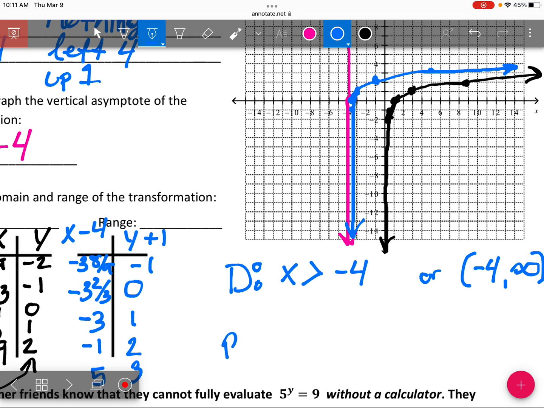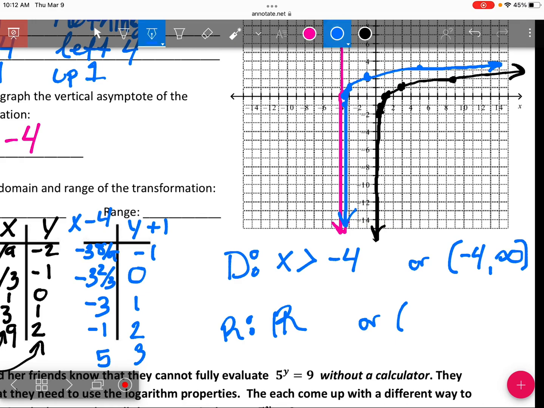How about my range? All real numbers. It looks like it's going really just like mostly sideways here, but it is still going up. Really, really out as it goes up, but it is still going up. So this goes from negative infinity to positive infinity on those y values.